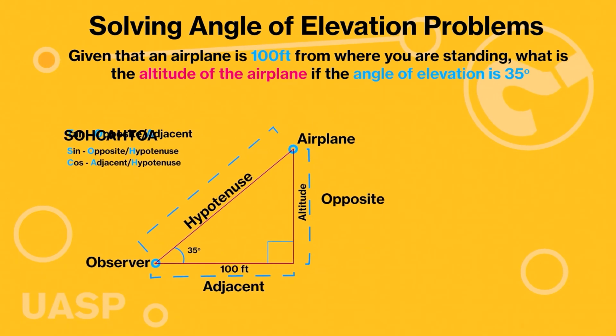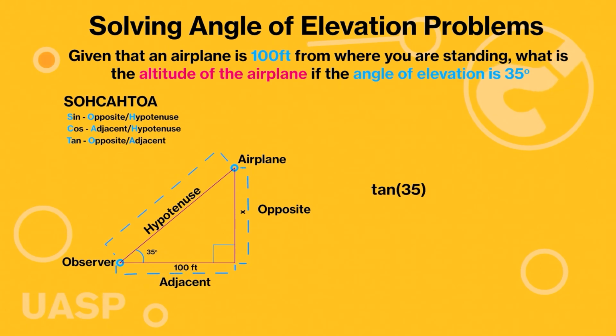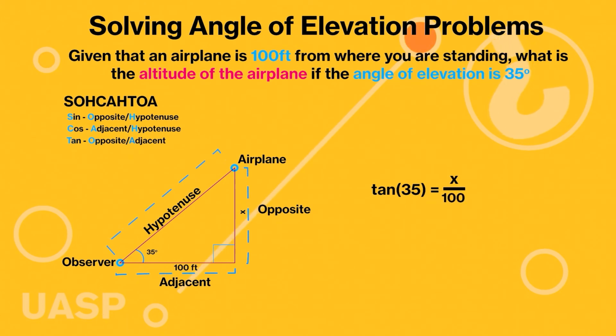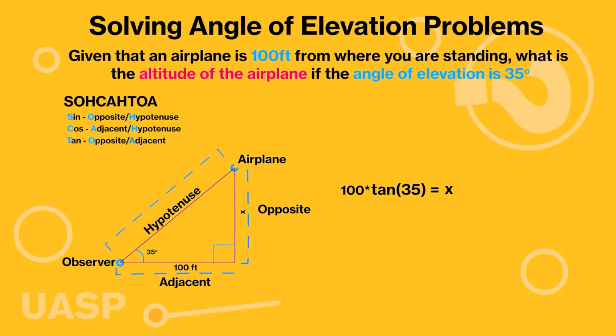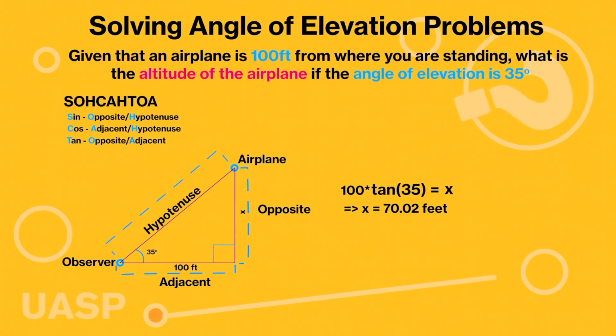So what we'll do is write it out. We have tangent of our angle, 35 degrees, equals our opposite over our adjacent, which is 100. From there, all we have to do is solve for x. I'm going to multiply 100 to the other side, and we're left with x equals 100 times the tangent of 35. When we plug all of that in, we get how high the airplane is above the ground, given that we're 100 feet away from it.